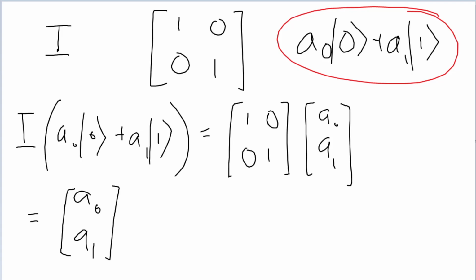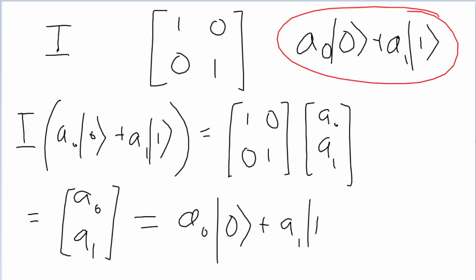It leaves these qubits completely unchanged, because we can then rewrite this as a linear combination A0|0> plus A1|1>, and we are done. Now, that is our gate I, right? And so let us consider what is happening with our gate Z.